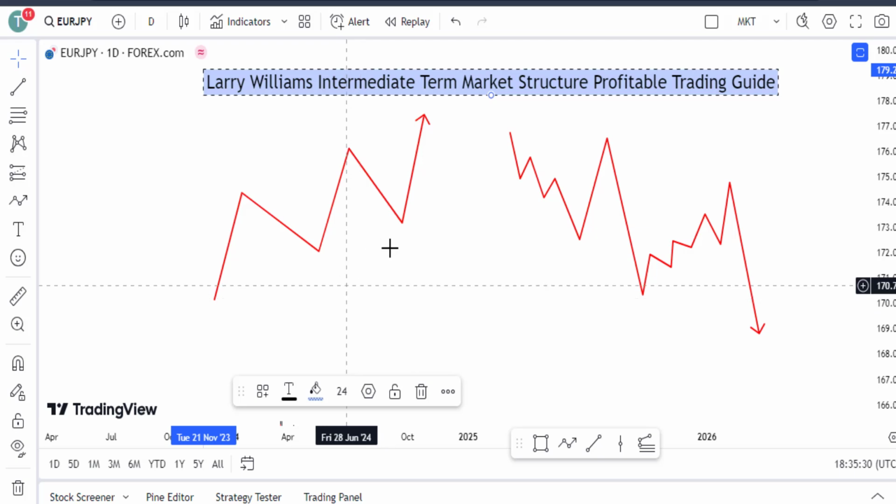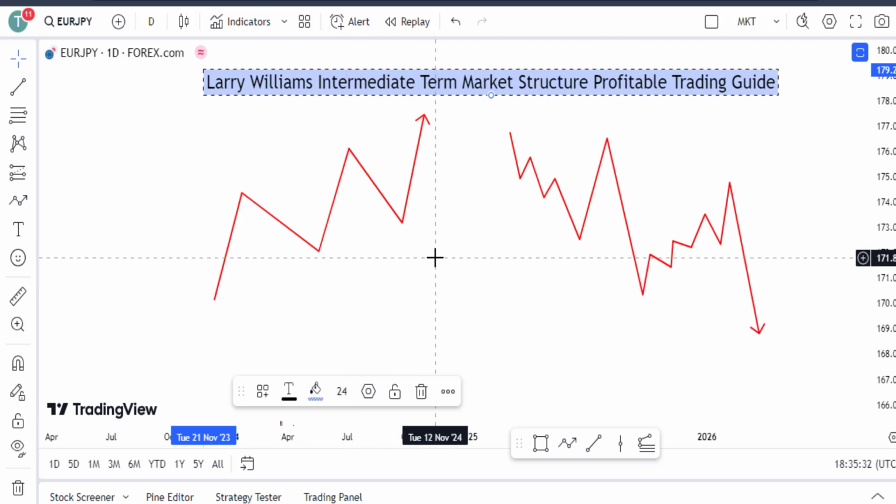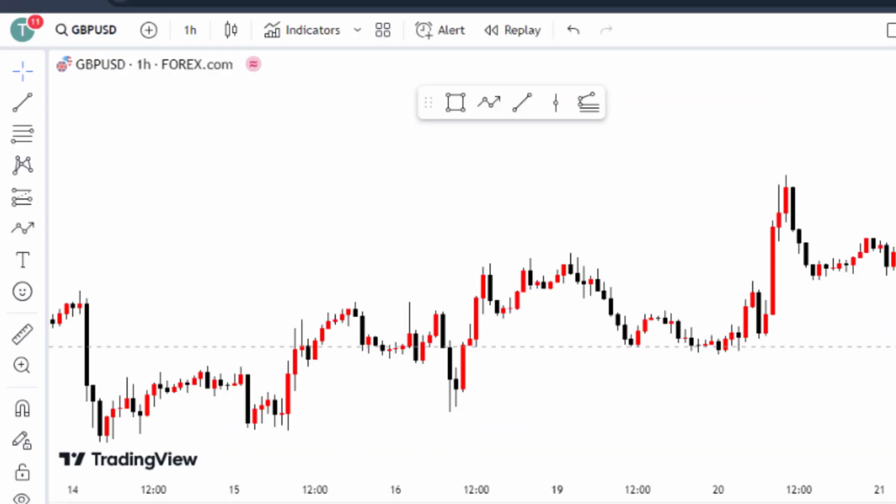So without further ado, let's see how we can use this market structure to trade in the financial market. It's going to be our example, which we are going to walk through, on how we can find our intermediate term highs and lows in the market. So let's see how it plays out in the market.